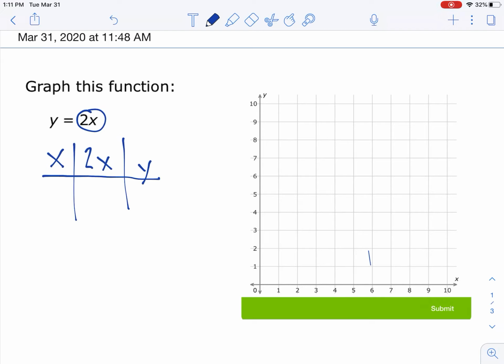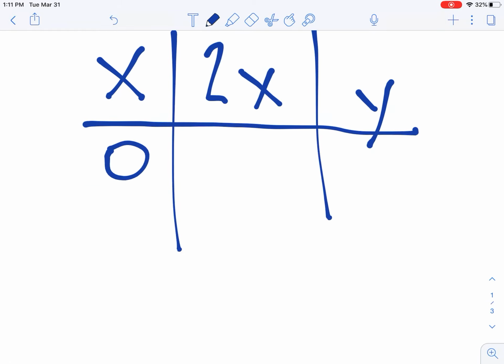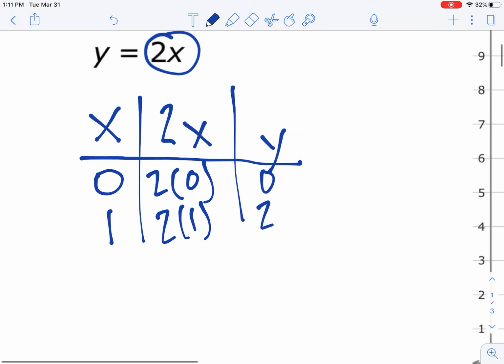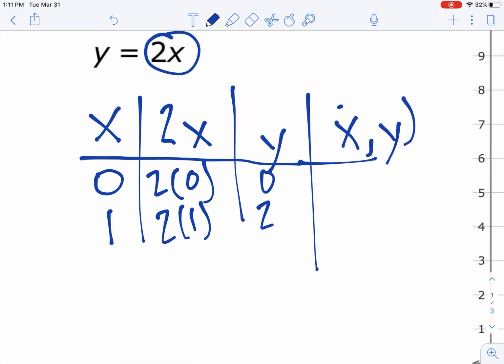Now, don't make this more complicated than what it is. Pick two really easy numbers to use as your input. I know in the video that I made you with your notes, you had to pick 5, but IXL only needs 2, and it will connect your dots for you. So I recommend always using 0 and 1. So if I substitute my numbers in, I've got 2 times 0 is 0, and 2 times 1 is 2. So now I can take those inputs and outputs and I can make ordered pairs with x and y. So my first one would be (0, 0), and my second one would be (1, 2).